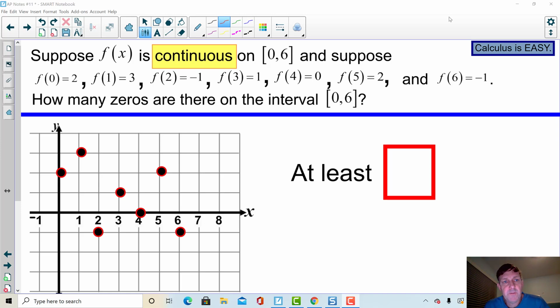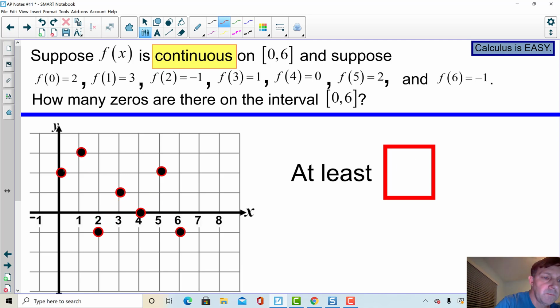Okay, for this example, they're telling us that the function is continuous. So if it's continuous, then all the points must be connected. Now, I've already plotted all the points, and now we're just going to connect them. Now, based on this picture, we can see that there's 1, 2, 3, 4. There's at least 4. So that would be my answer. Now, there could be a lot more than 4.